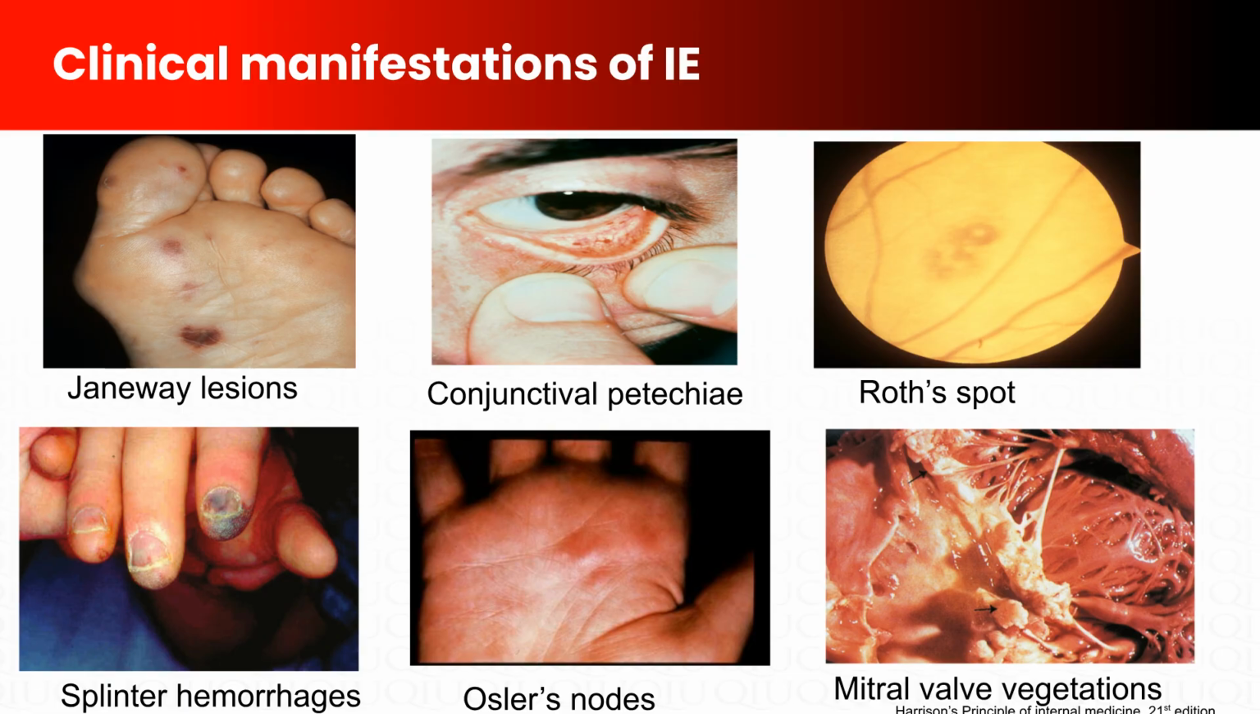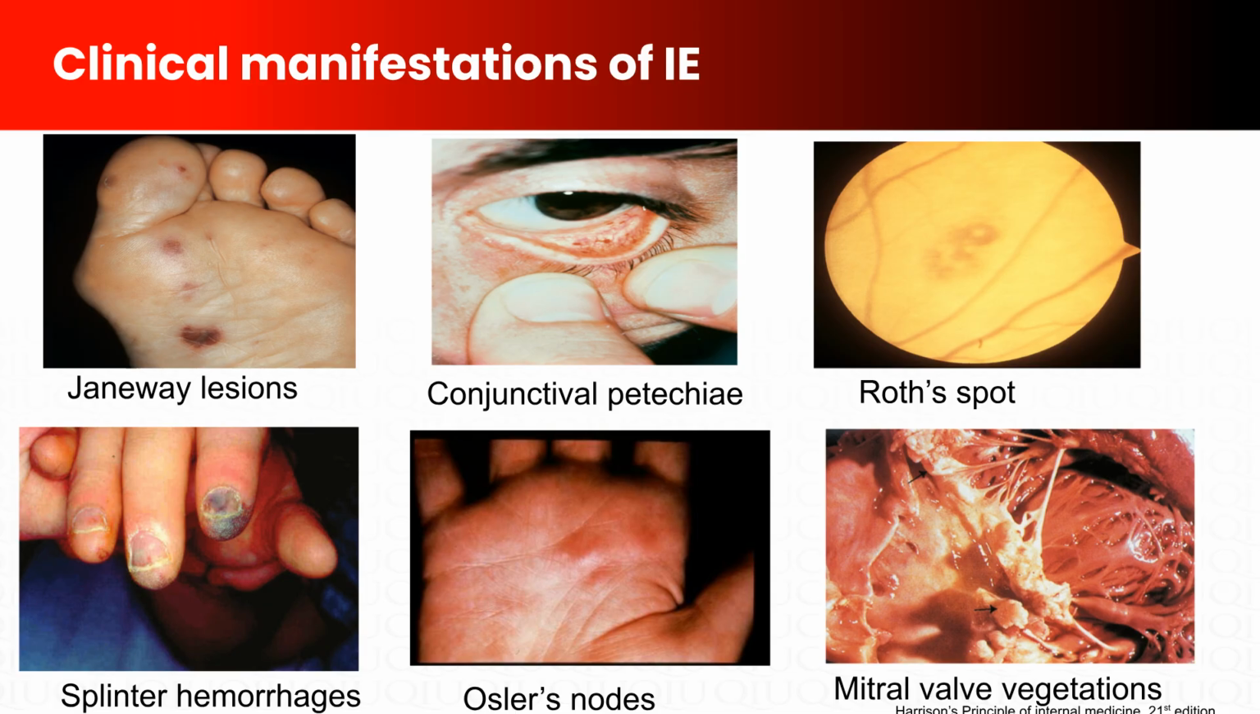This slide shows the classic peripheral stigmata of infective endocarditis. Let me describe what you're seeing. Splinter hemorrhages appear as linear red-brown streaks under the fingernails, resembling wood splinters. Conjunctival petechiae are small hemorrhagic spots on the conjunctiva of the eye. Roth spots are seen on fundoscopic examination. They're retinal hemorrhages with pale centers.